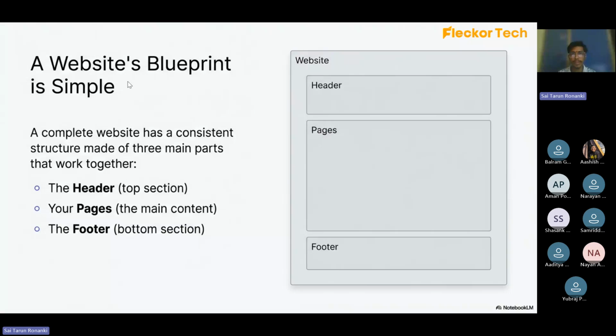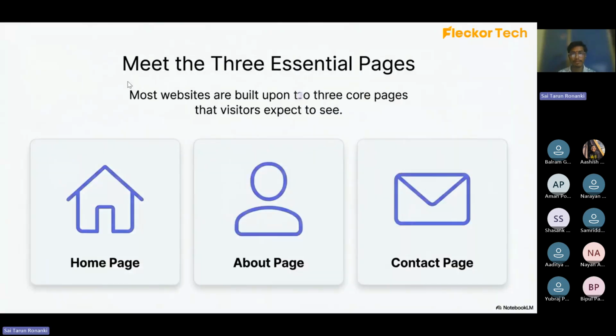So for every website and every page we are going to build the header, then the page content, and then the footer. Here there are three essential pages. For every type of website we have the home page, about page, and contact us page. So these three are going to be the essential pages for any website, and we are going to build these three pages today.